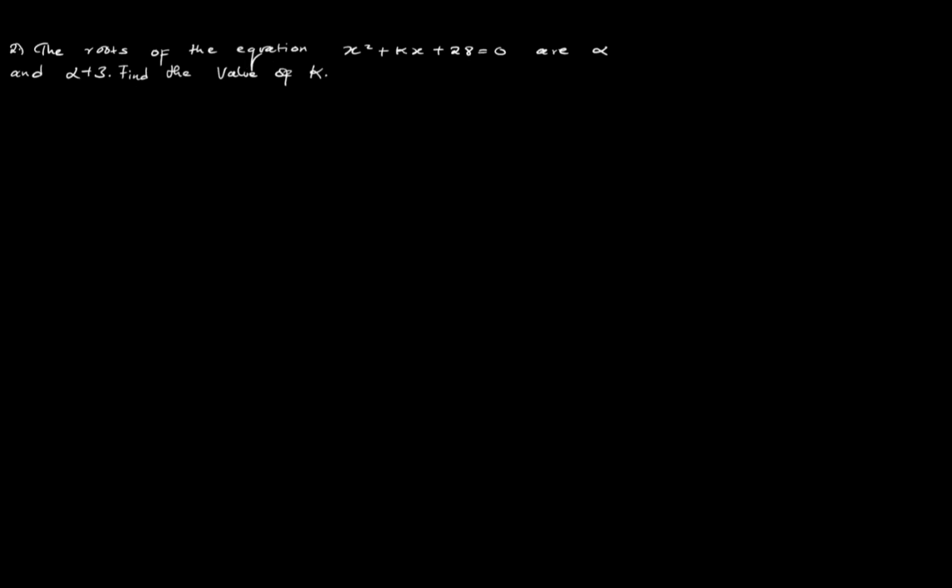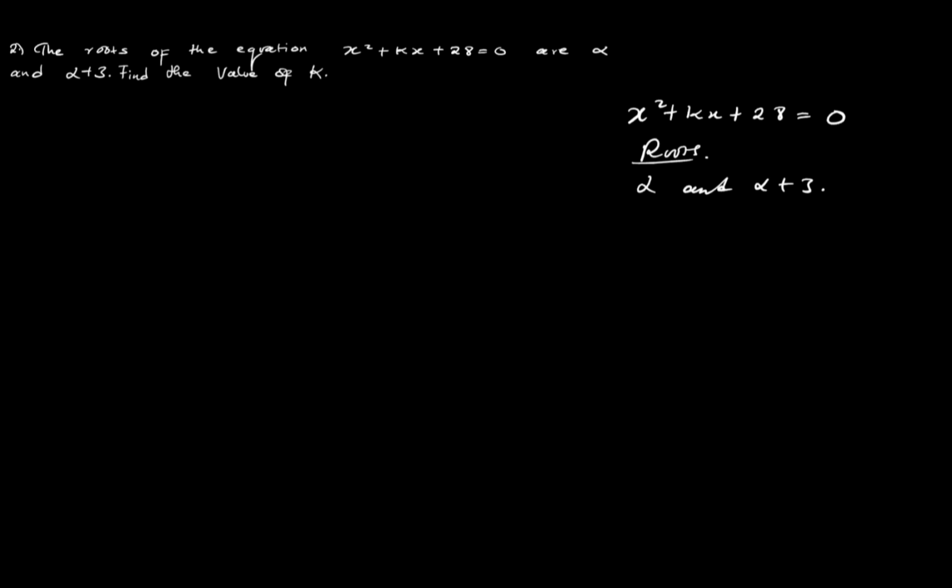In this question, they're saying the roots of the equation. This is the equation we have: x squared plus kx plus 28 is equal to 0. We've been given that the roots are alpha and alpha plus 3. Now they're saying find the value of k.